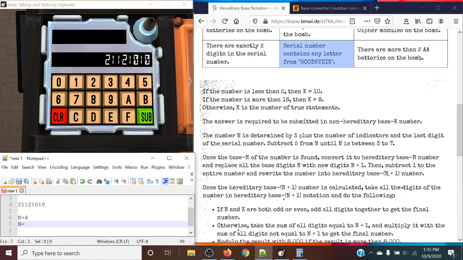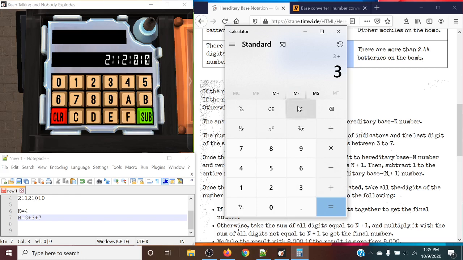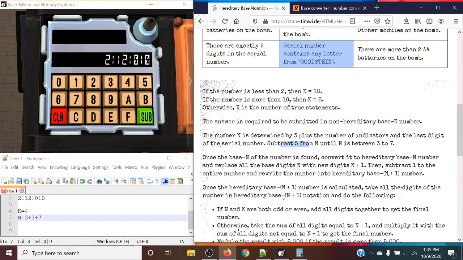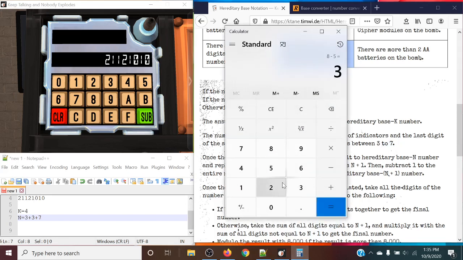N is determined by 3 plus the number of indicators plus 3, and the last digit of the serial number being 7, plus 7. So adding all of this up gives us, let's find out, 3 plus 3 plus 7 is 13. We're going to modulo 5, subtract 5 until in between 3 to 7. In this case, minusing 5 and minusing 5 gives us the value that I expected from the beginning of 3. So our number displayed on the module is in base 3.